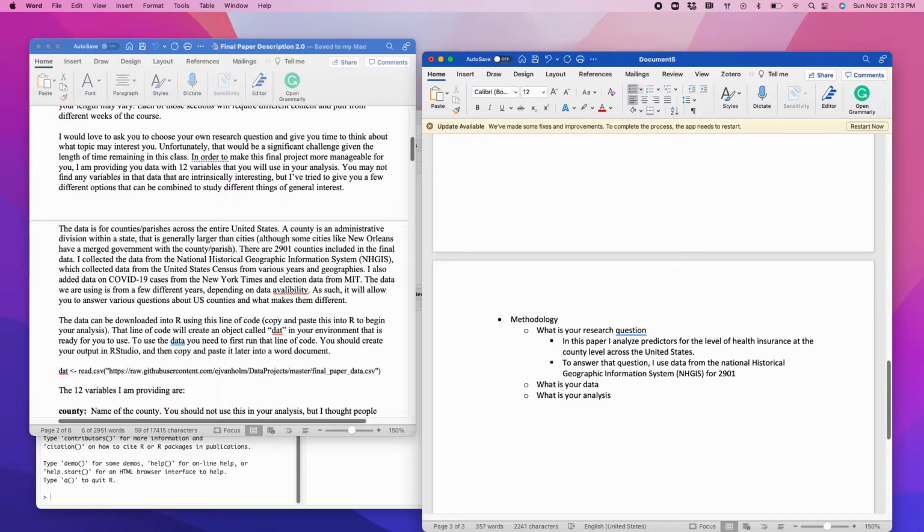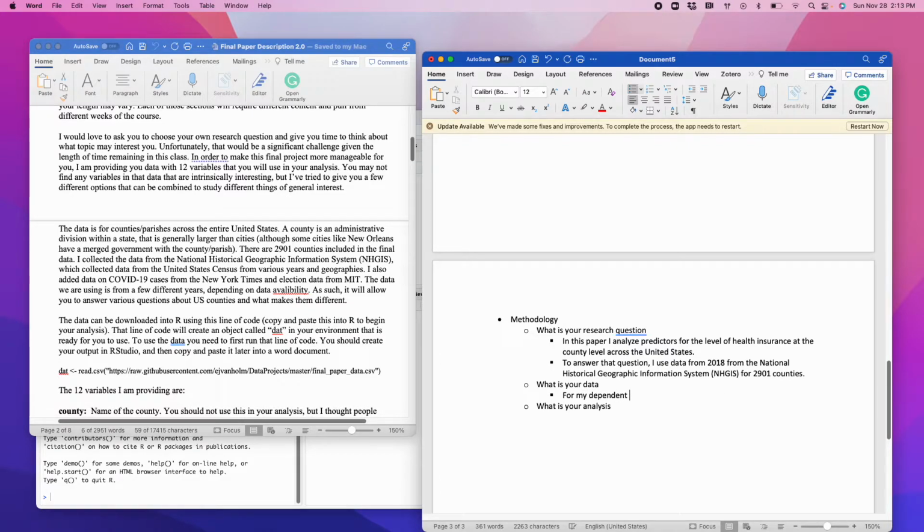2,901 counties. And so that's an overview of where my data came from. I could also add the year that data came from, which is 2018. So that's where the data came from. It's the higher level. What is my data more specifically?